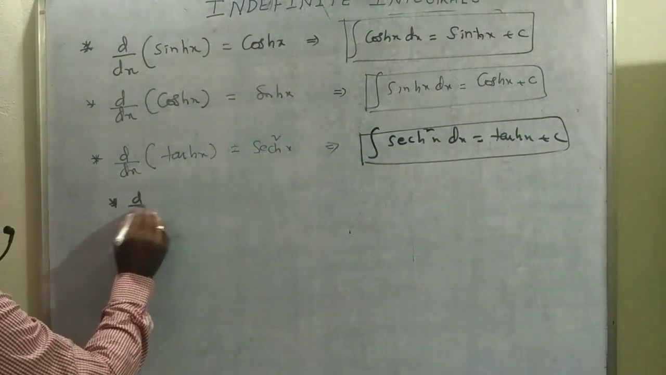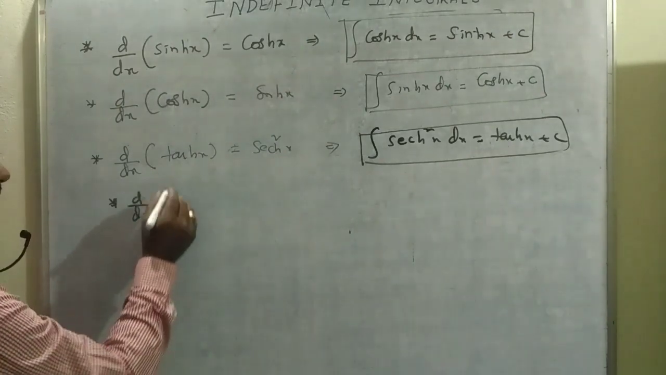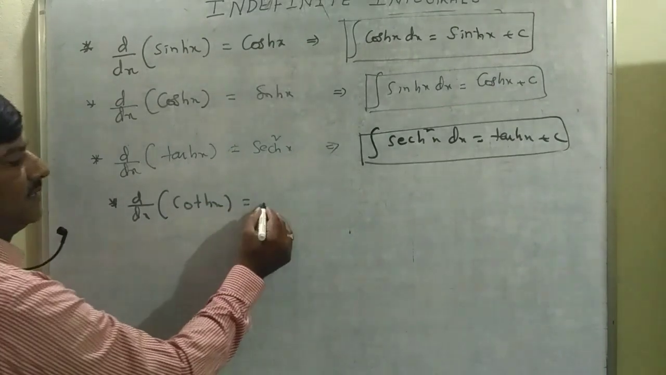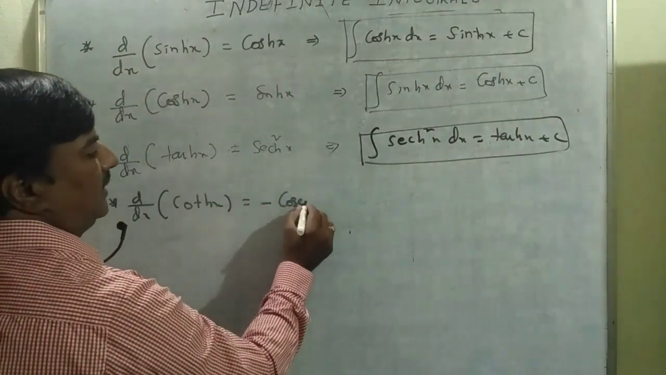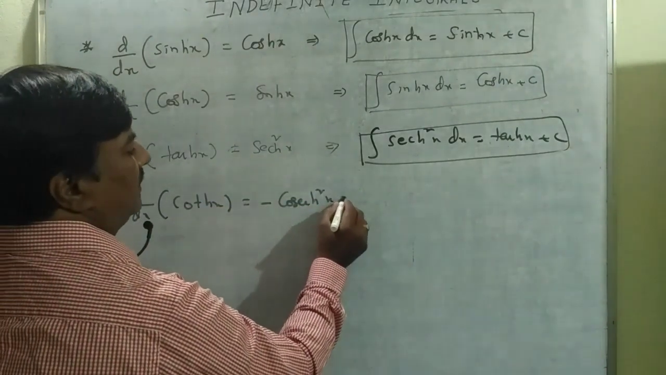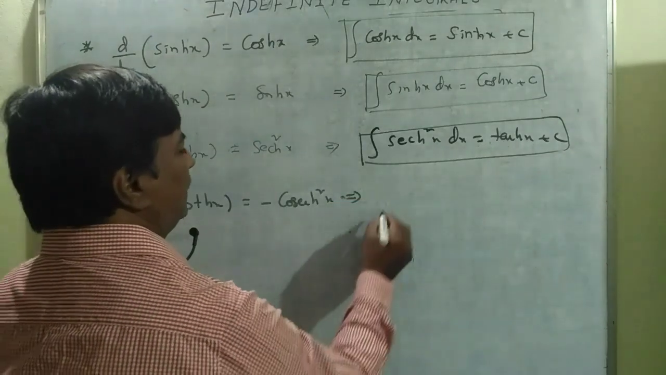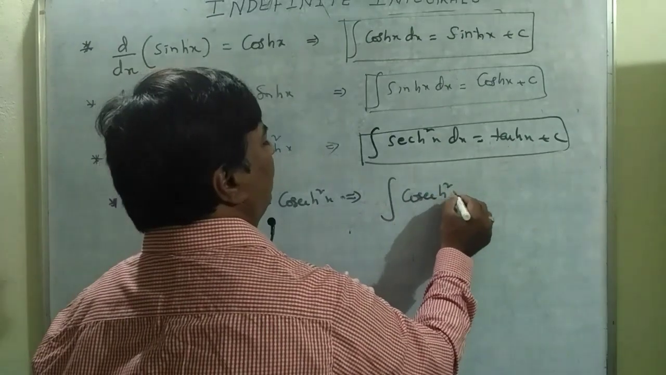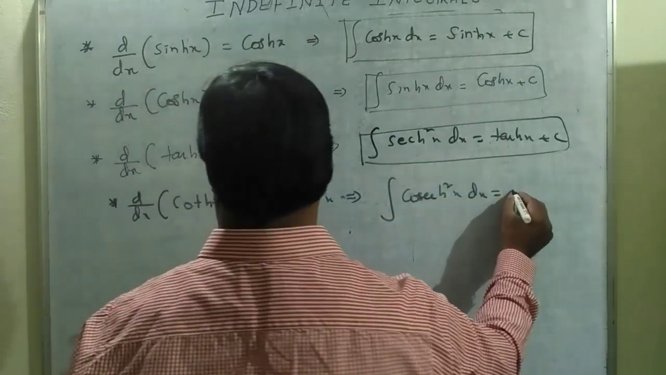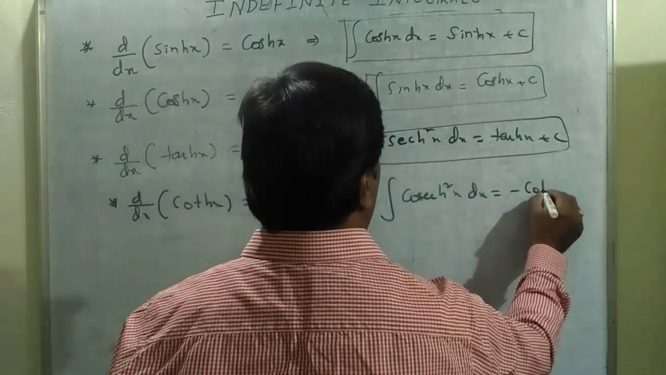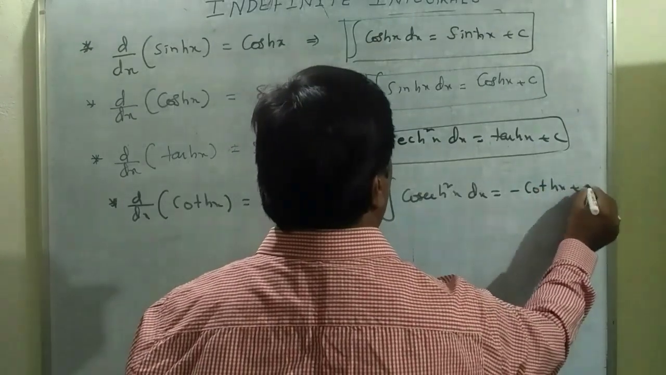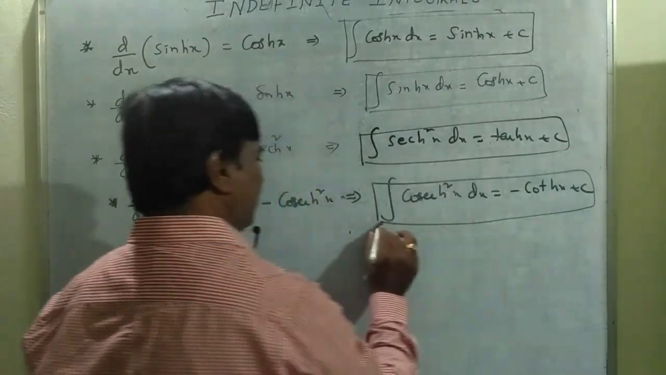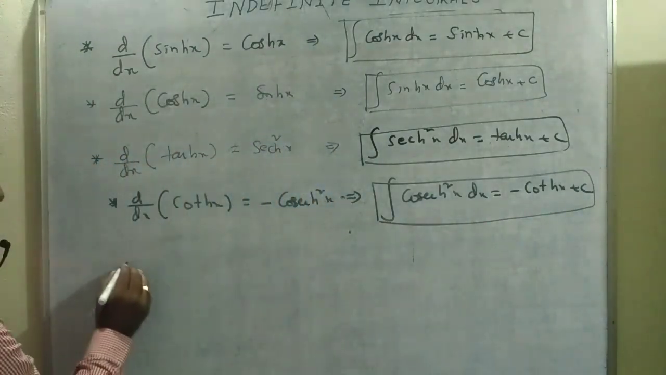The derivative d by dx of cot hx is equal to minus cosecant h square of x, which implies the integration of cosecant h square of x dx is, by the reverse process, minus cot hx plus c. This is the next formula of the integration. Now we can proceed.